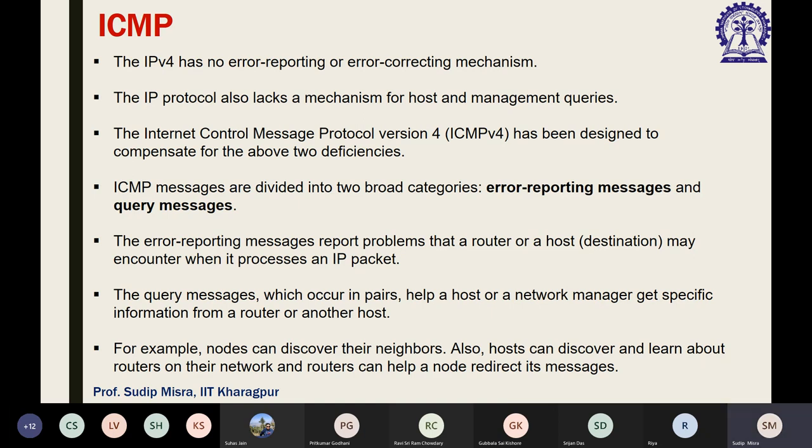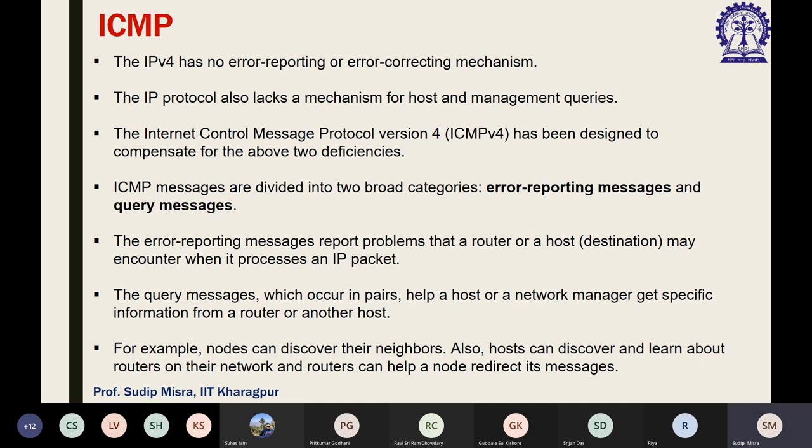Error reporting messages, as the name suggests, are used when a particular router or a host encounters some problem while it was processing an IP packet. So what it can do is, the ICMP protocol can help generate these error reporting messages.